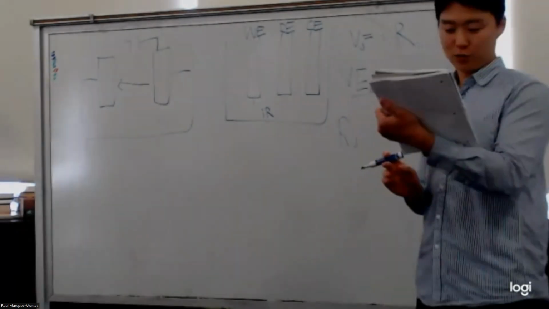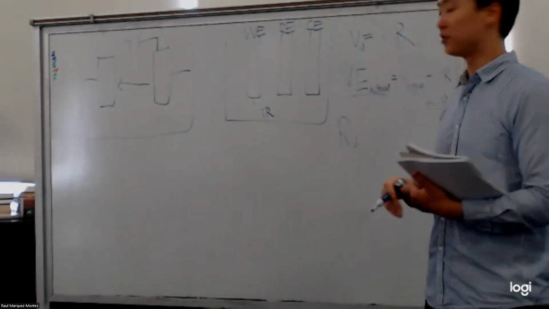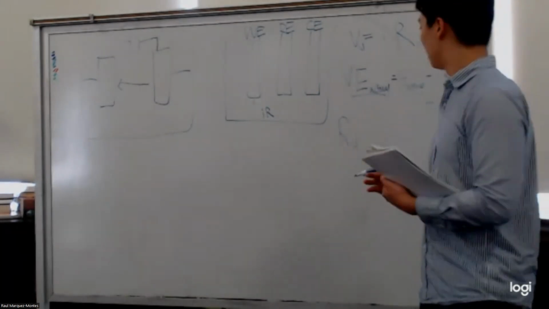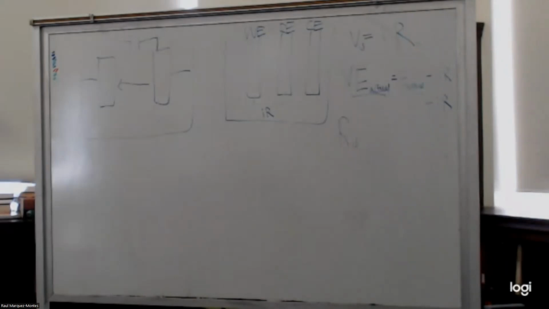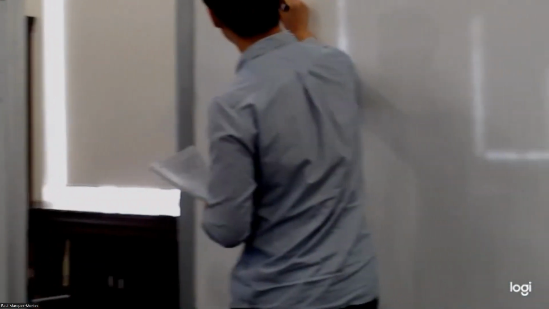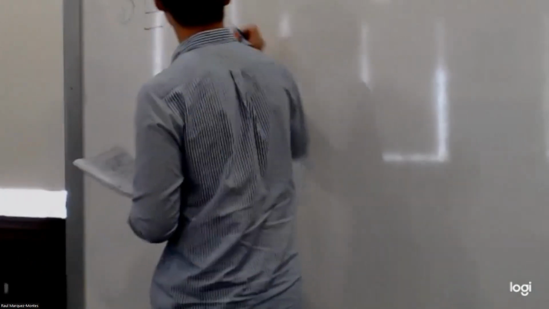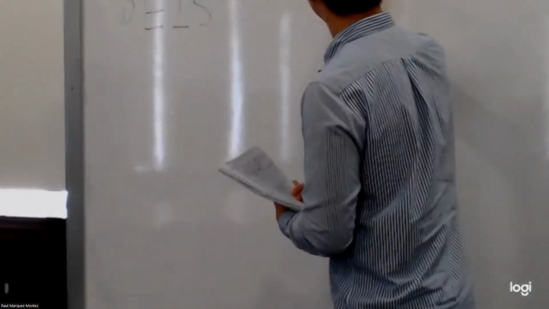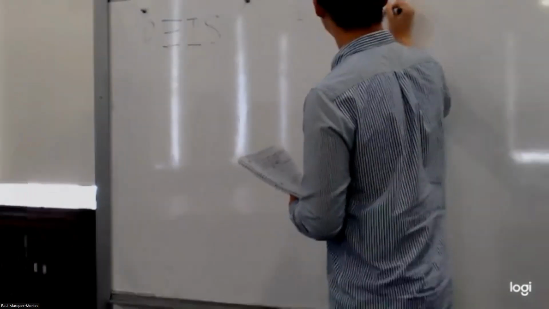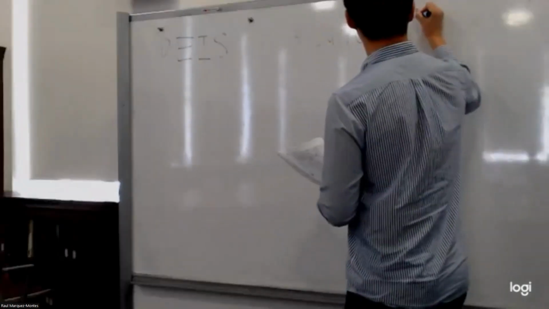So there are two most common methods to measure the uncompensated resistance. The first one is the impedance analysis, EIS, and the second one is the current interruption.